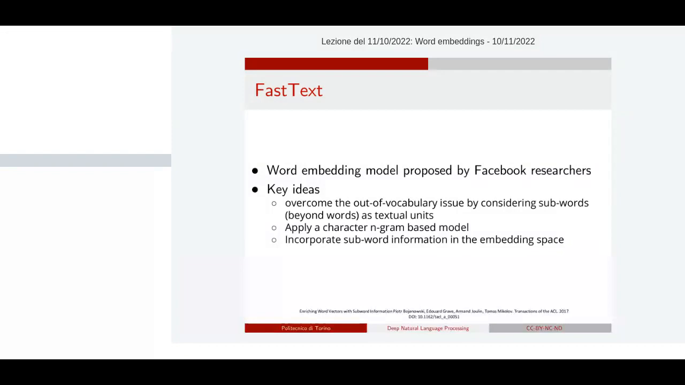Instead, in fastText, we consider n-grams of characters. So we decompose an entire word into subparts. We also call them subwords, which are sequences of characters. More formally speaking, they are character n-grams. So n, a sequence of n characters.